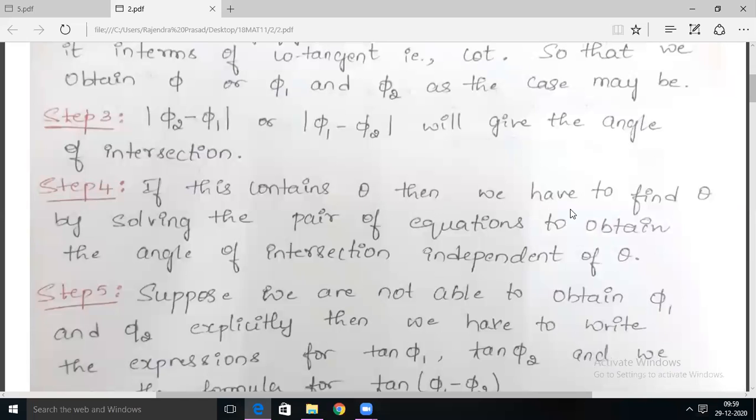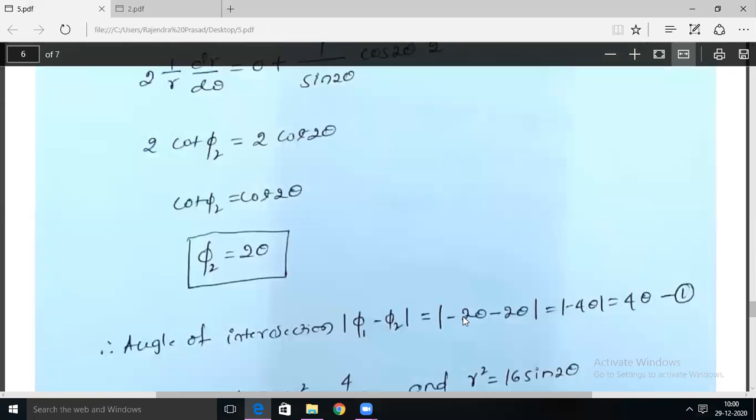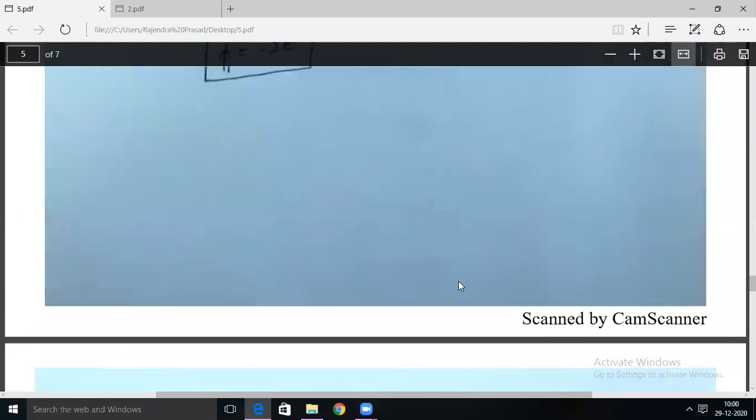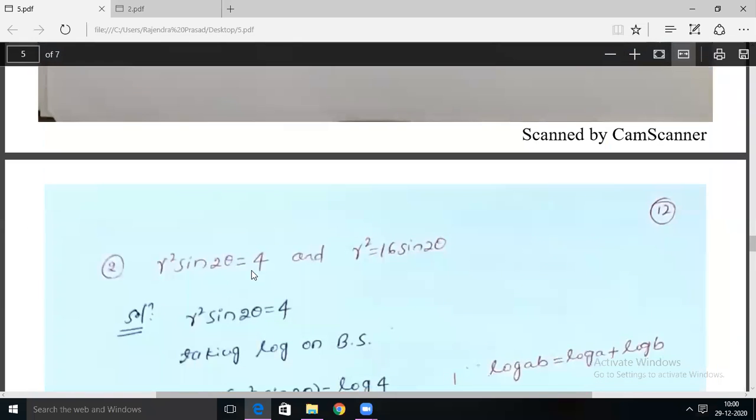nothing but angle of intersection phi 2 minus phi 1, if this contains theta, then we have to find theta by solving the pairs of equations to obtain the angle of intersection independent of theta. If theta appears in phi 2 minus phi 1 or phi 1 minus phi 2, we have to eliminate theta by using the given pairs of equations, that is, the equations given in the problem.